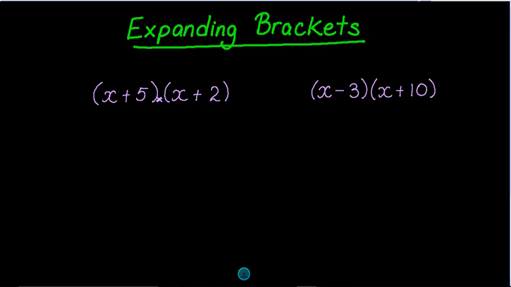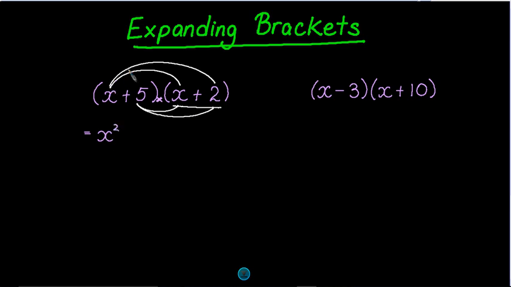So in order to multiply and expand these brackets, everything in this bracket is going to be multiplied by everything in this one. So x is going to be times by that x, and then we're going to say x times this 2, and then we're going to do the same with the 5. And so 5 is going to times by that x, and 5 is going to times by that 2. So let's do that. We know that x times x, that becomes x squared.